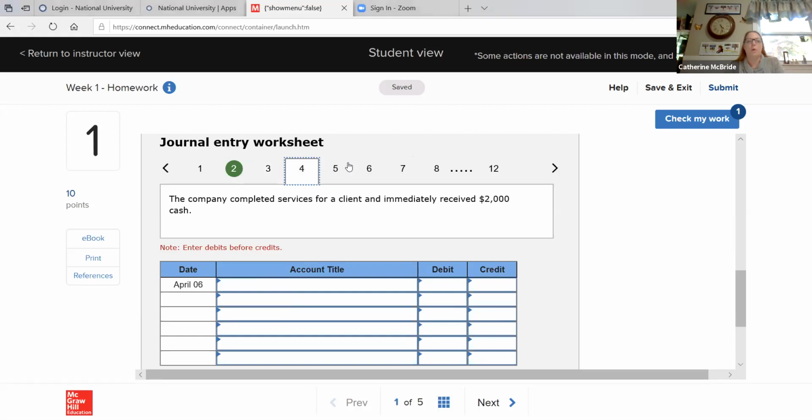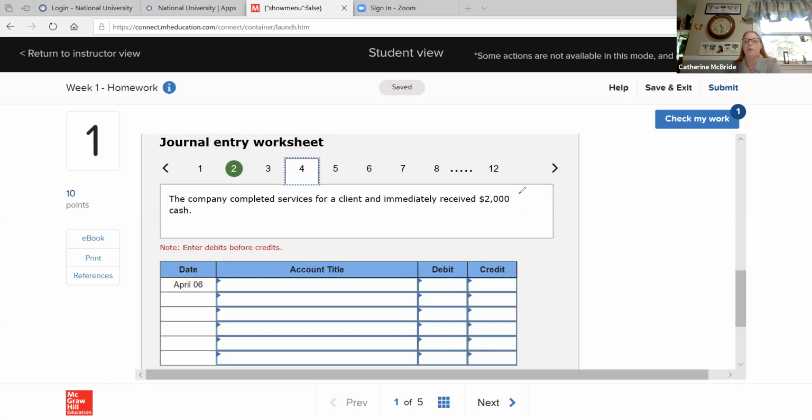All right, let's look at number 4. Okay, so we completed services for a client and immediately received $2,000. Have we earned any revenue? Yes, because we provided the service, so we've earned revenue. What is the other account?